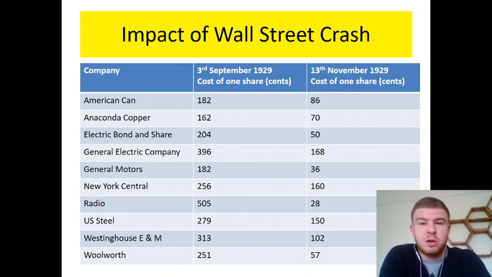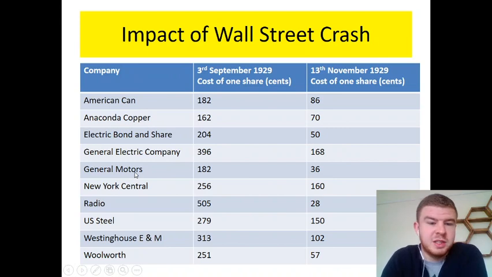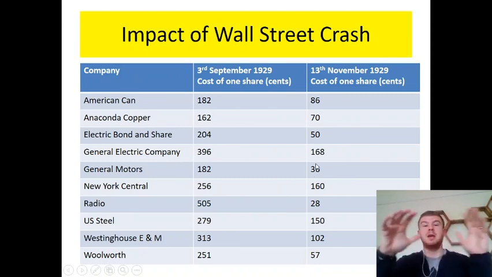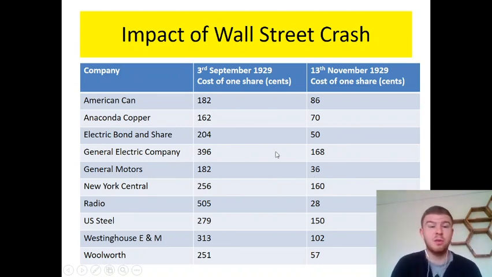So you can have a look at a couple of these companies. If we look at General Motors for instance here. So General Motors, the cost of one share in cents on the 3rd of September was 182 cents. Okay, so quite expensive. And then in the space of 2 months, it has dropped down to being worth 36 cents. So the company has massively reduced. Some of them are even more than this.